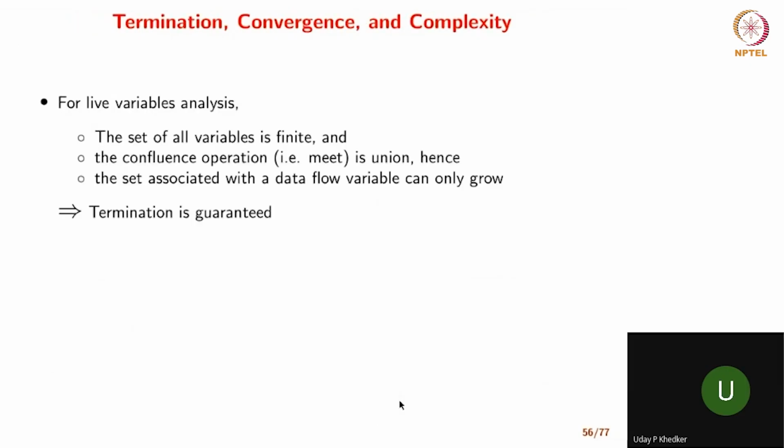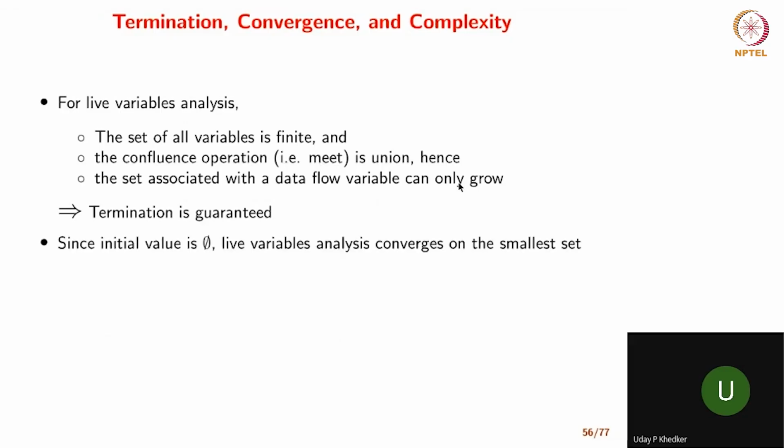So let's talk about termination, convergence, and complexity. For live variables analysis, the set of all variables is finite. The meet operation is union. The sets grow. Sets associated with a data flow variable can only grow. And because we're talking about a finite set, at some point this process must terminate, and therefore termination is guaranteed. Since the initial value is empty set, live variables analysis converges on the smallest set.